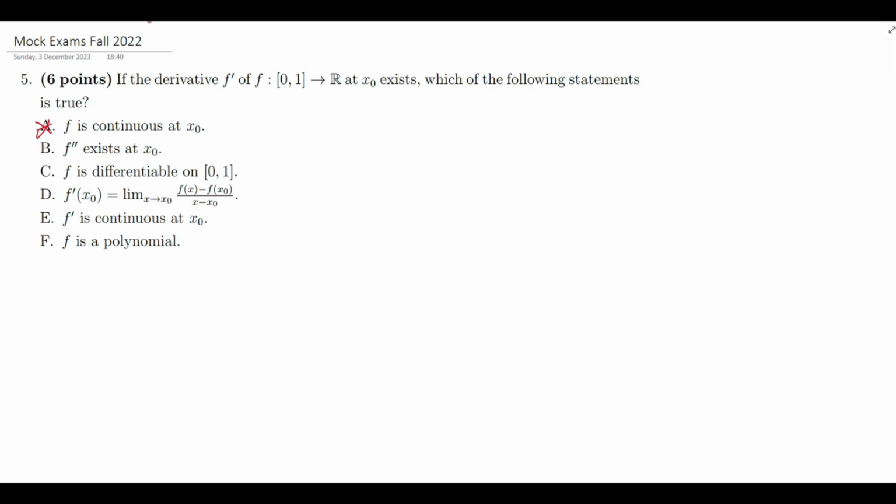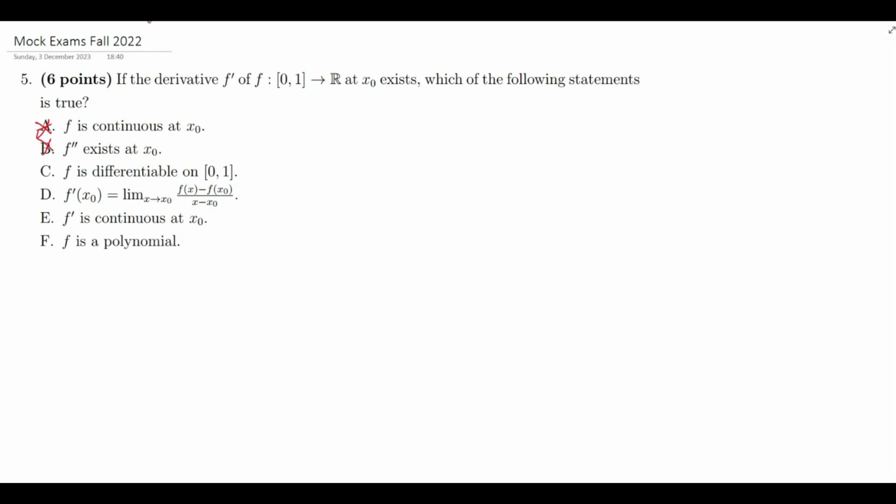And option B again is too ambiguous because it is drawing a lot of assumptions, that if the first derivative of the function within this interval exists, then the second derivative will exist at that point again. This is not true. It might be correct, but it's not always correct.